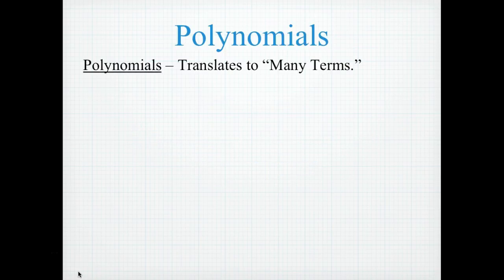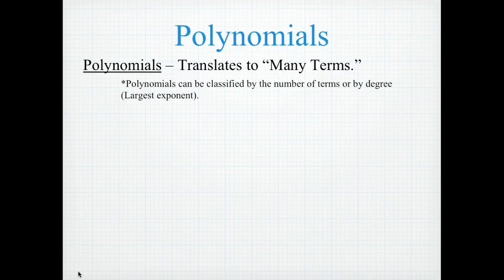We start by defining polynomials. A polynomial is a general term just to indicate that we have many terms. The prefix poly, meaning many, and the suffix nomials, meaning terms. So it's just a general term indicating that we have many terms in our algebraic expression.